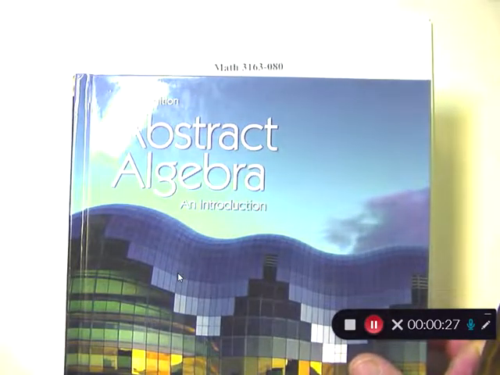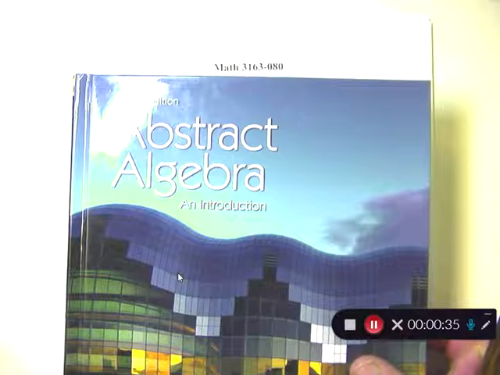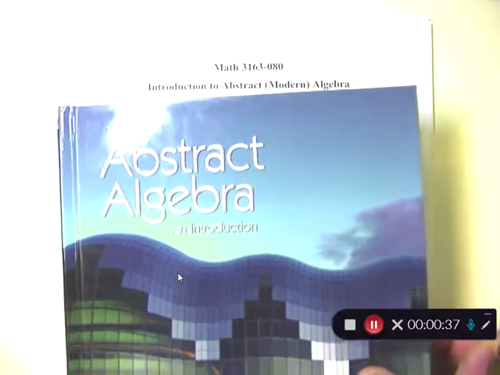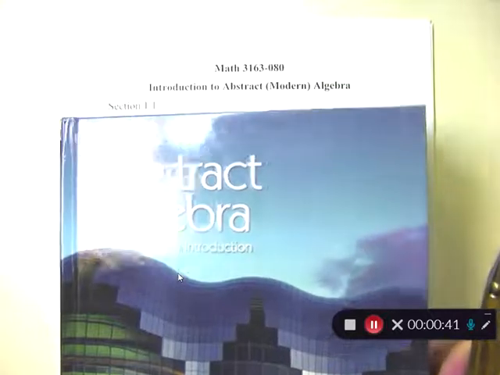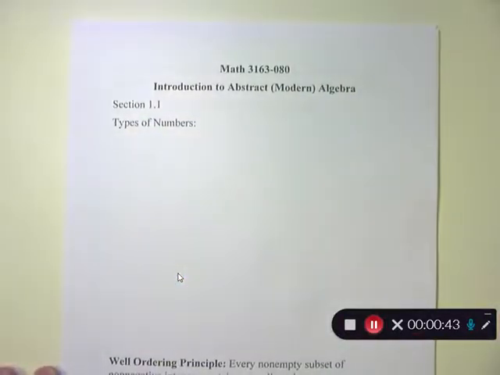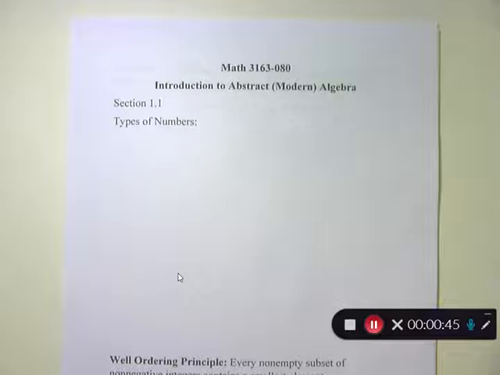If you remember me talking in the other video about the syllabus, we're going from chapter 1 all the way up through chapter 6 in our textbook for our Math 3163 course. Our focus is going to be on ring theory. But before we get there, we're going to start out with a couple of topics here.